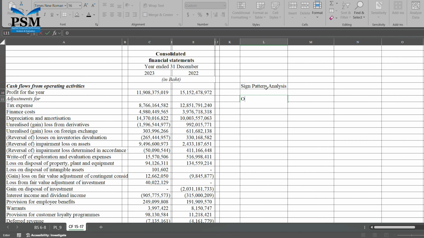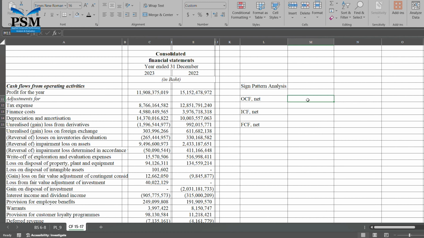We start with the operating cash flow. We take the net amount of operating cash flow. We also need the investing cash flow, and we take the net amount. And finally, the FCF, financing cash flow, the net amount. We're interested only in the sign of the net amount of each section: operations, investing, and financing.